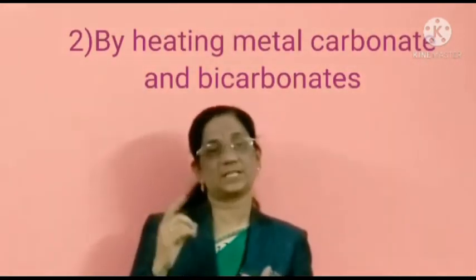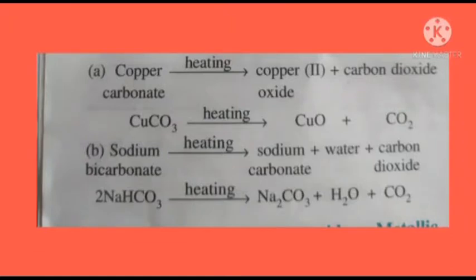And the second method is by heating metal carbonates and bicarbonates. Metallic carbonates and bicarbonates decompose on strong heating to produce carbon dioxide. The chemical equation for a metal carbonate is that copper carbonate on strong heating produces copper oxide and carbon dioxide. This is the first example for the carbonate. Now what about the bicarbonate? Sodium bicarbonate on strong heating produces sodium carbonate, water and carbon dioxide.